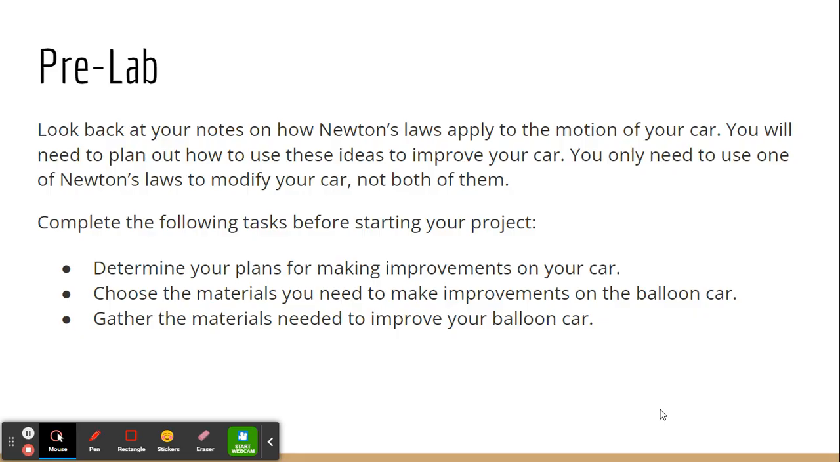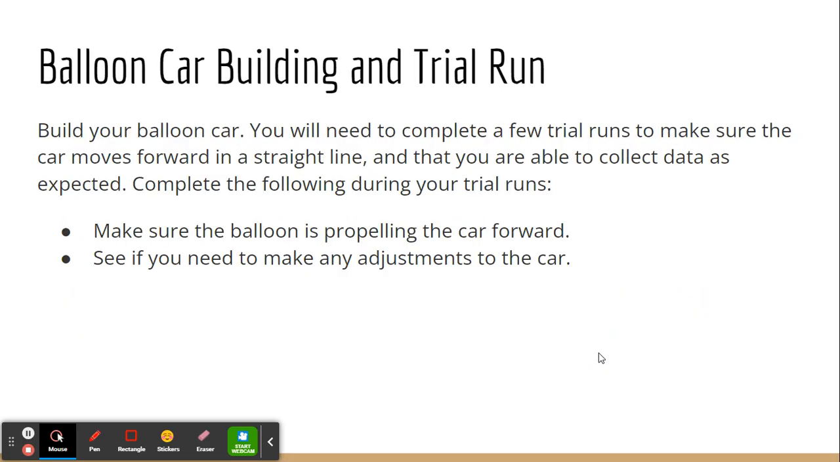Complete the following tasks before starting your project. So determine plans for making improvements to your car, choose materials you need to make those improvements, and gather all of those materials together. So you're going to build your balloon car. You're going to either change some things out or use different materials. Okay. You'll need to complete a few trial runs to make sure the car moves forward in a straight line and you're able to collect data as expected.